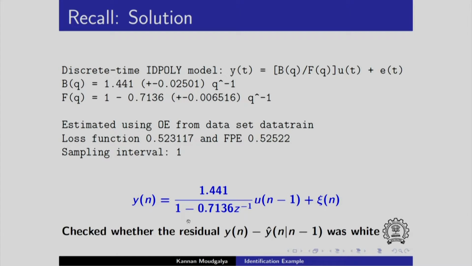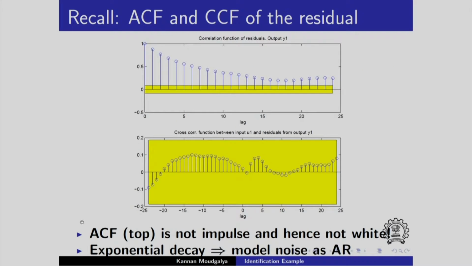And then we checked whether the residual y of n minus y hat of n given n minus 1 was white. So we found the ACF of the residual. We can see that the top plot, that is the ACF plot, is not an impulse, it decays slowly, it is not white. Because it has an exponential decay, we said possibly we could model this noise as AR. This is based on the discussion we had for AR modeling.